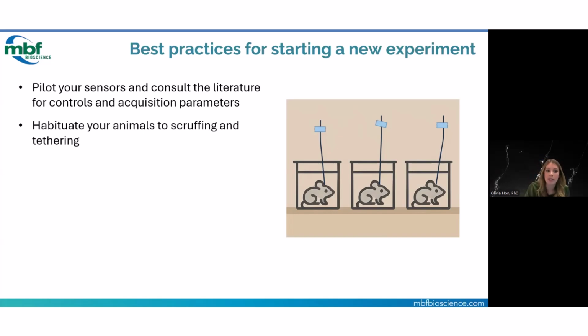You also want to get them used to being scruffed, and this is a hill I will die on. You do not need to put your animals under to tether them. Habituate them to being scruffed. It's not super difficult to attach a patch cord. You scruff them, you wiggle it down on there, that's it.